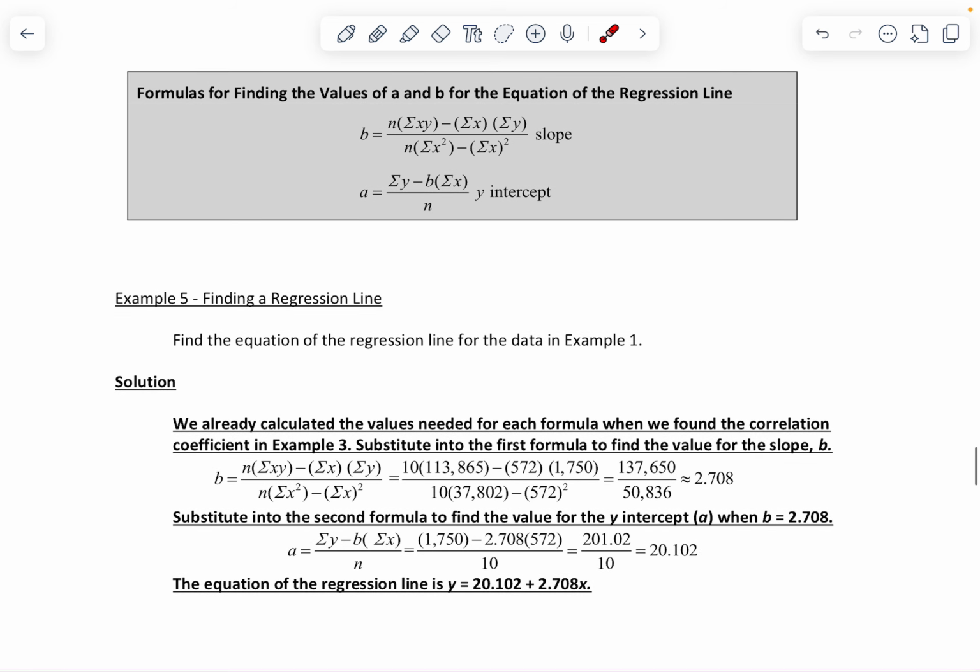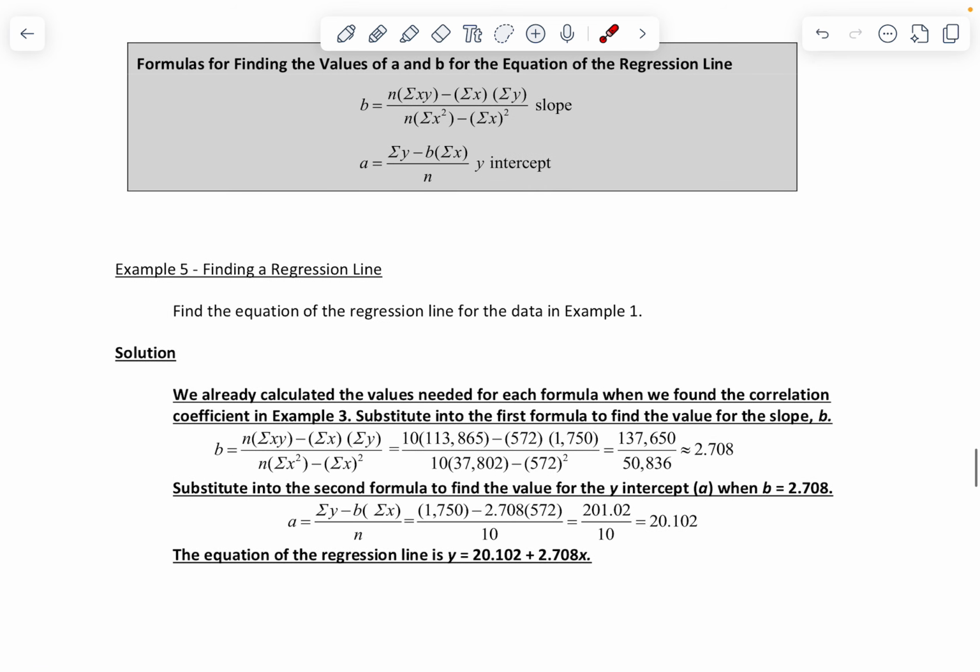But here's the formulas for doing these calculations by hand. So again, this is the formula for finding the value b, which is the slope. And here's the formula for finding the value a, which is the y-intercept. If you've already done all the work to calculate the correlation coefficient, then doing the additional work to find the regression line is not a ton of extra work, because you've really already calculated all of these sums already, right? So you've done the hard work already if you've found the correlation coefficient.